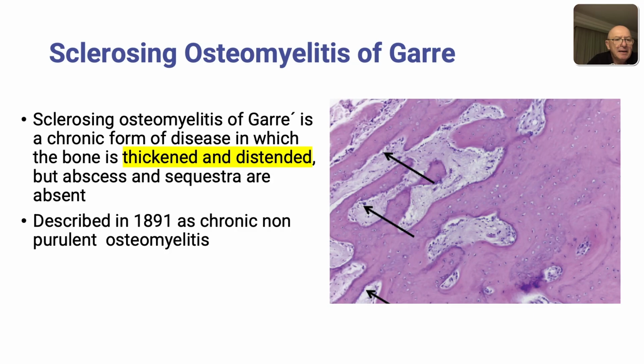Garrè was described in 1891. I wonder how he, without X-ray, described accurately this syndrome. There is a chronic form of disease in which the bone is thickened and distended, but there is no abscess and sequestra or histologically. Next slide, please.